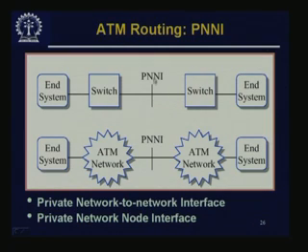Now where does PNNI come into the picture? PNNI is the private network to network interface. That means between the end system and the switch we have the UNI, and then we have the NNI, where the PNNI is a private network to network interface, and this could be between two switches, or between two entire networks. All right, private network node interface is there and private network to network interface is there.